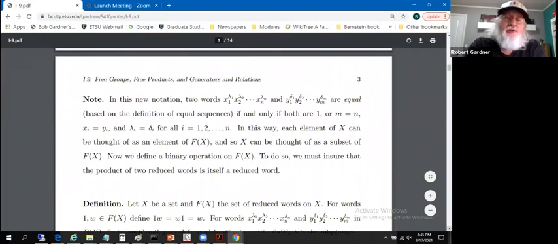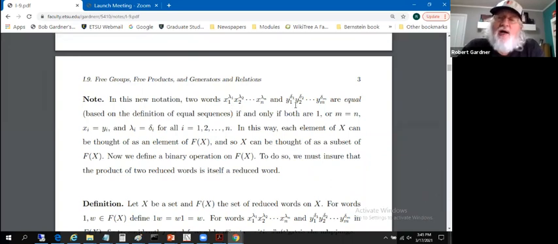So in this new notation, two words: subscripted x's with exponents of subscripted lambdas, and subscripted y's with exponents of subscripted deltas. Again, the exponents are plus or minus 1. These two words are equal if and only if both of them are 1. That'll always stand out as kind of an oddball case.